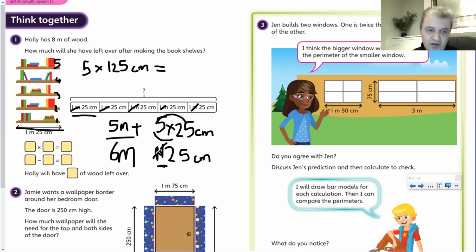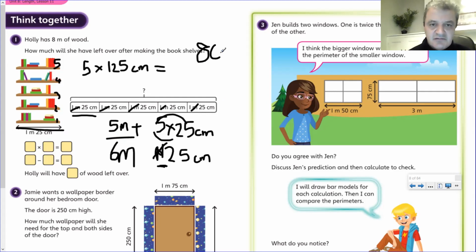No, the question was, Holly will have how much wood left over. So here, I'm going to just help, because we all know how to do our column subtraction. So 8 meters is how many centimeters? It's 800 centimeters. I'm going to subtract 6 meters 25 or 625 centimeters.